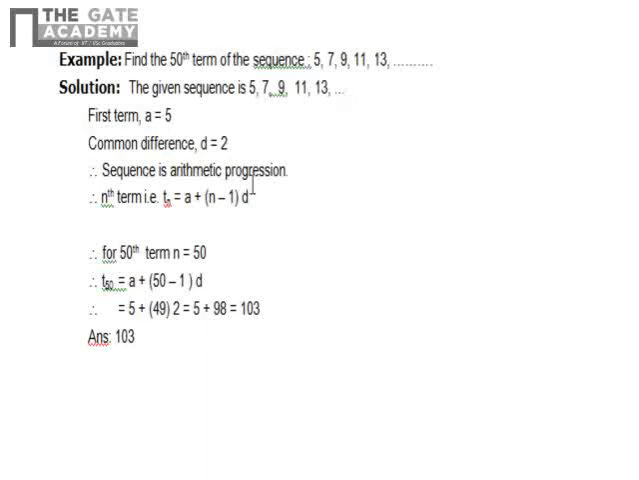So we can generalize that the sequence is in arithmetic progression. Now the formula of the nth term is Tn is equal to a plus (n minus 1)d, and here we have to find the 50th term, so we'll put the value of n as 50. After putting the value of n as 50, we get T50 as 103.